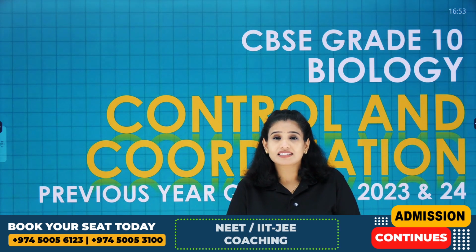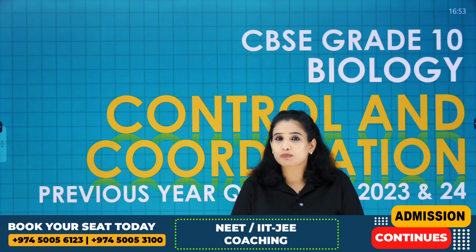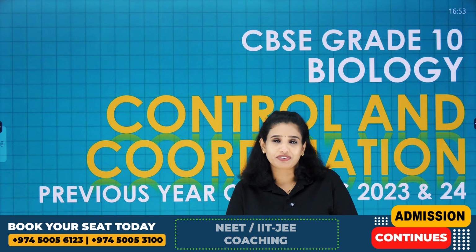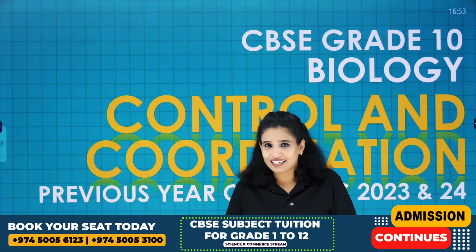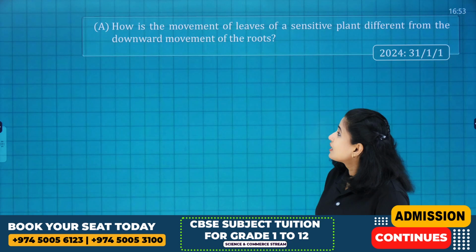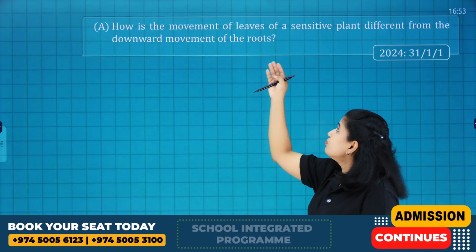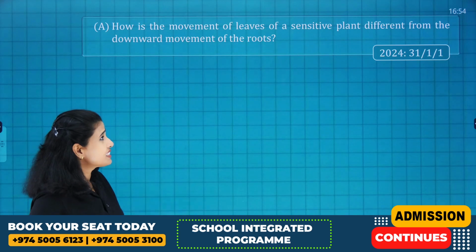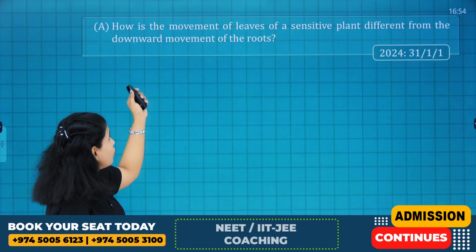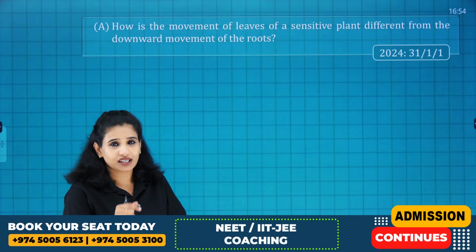Hello dears. In this session, we are going to discuss the descriptive questions from chemical control. Let's see the first question. How is the movement of leaves of a sensitive plant different from the downward movements of a root?